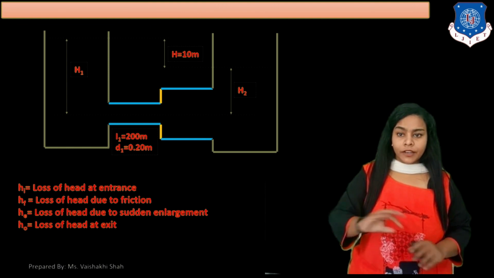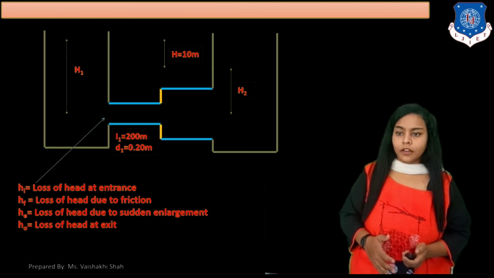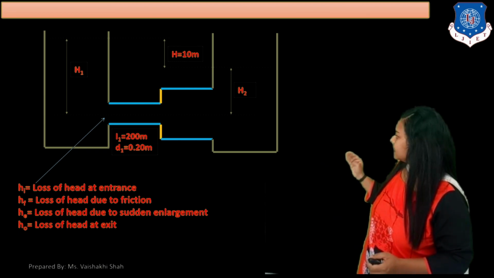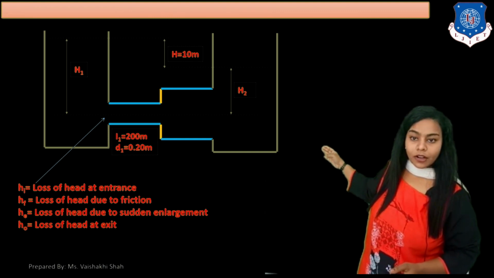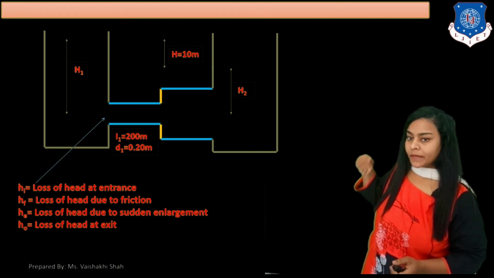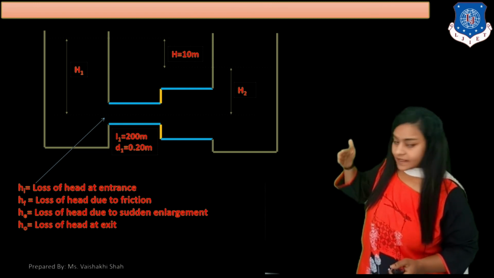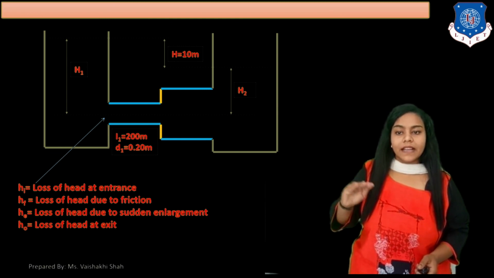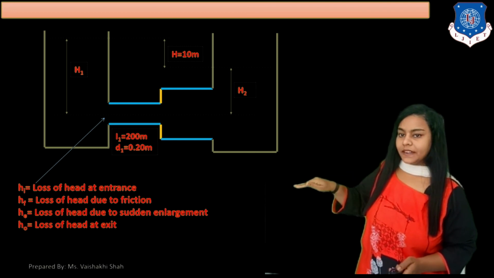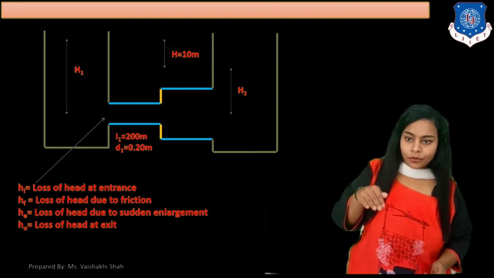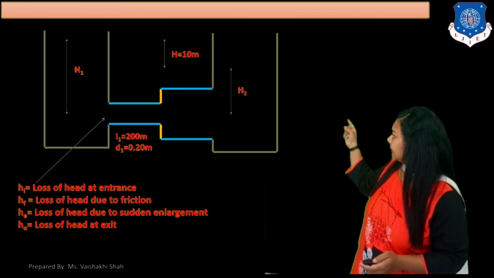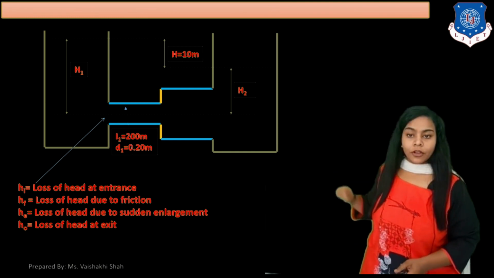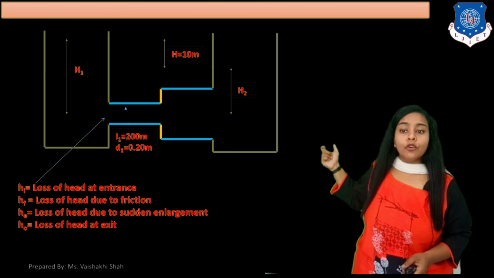So there are different types of head losses here. First of all, the first is loss of head at entrance. As you can see in this diagram, or as indicated by the arrow, when the fluid from the reservoir enters the pipe, at that entrance there is a head loss which is called head loss at entrance. Now when fluid enters, it also goes into the pipe. So in the pipes indicated with this blue color, there is a loss of head due to friction.